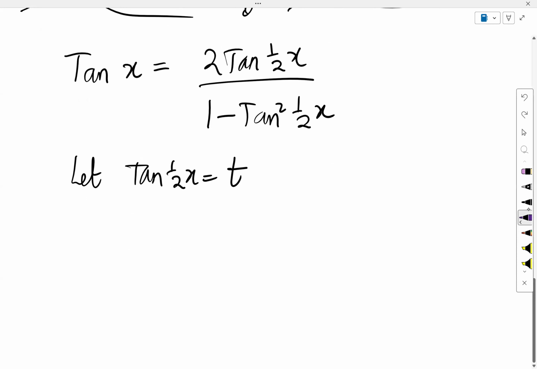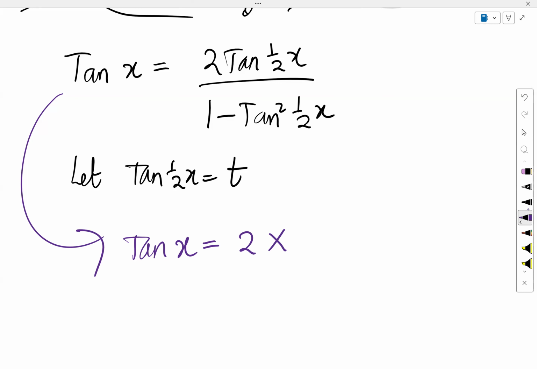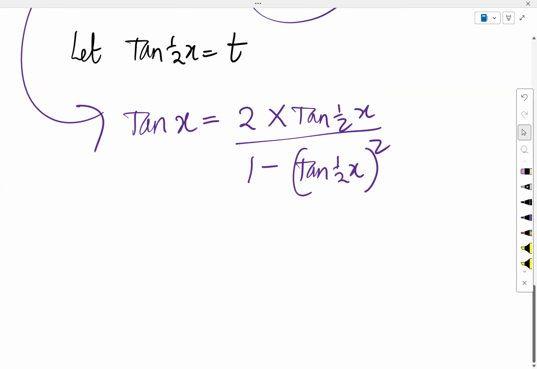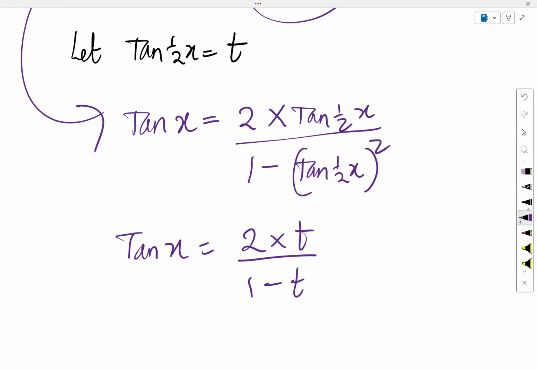Let me do purple, okay? So it means that this tan x is going to be tan x, and that is equal to 2 times tan half x, over 1 minus tan half x, all raised to power 2, right? So this is tan x equals 2 times t all over 1 minus t all squared.